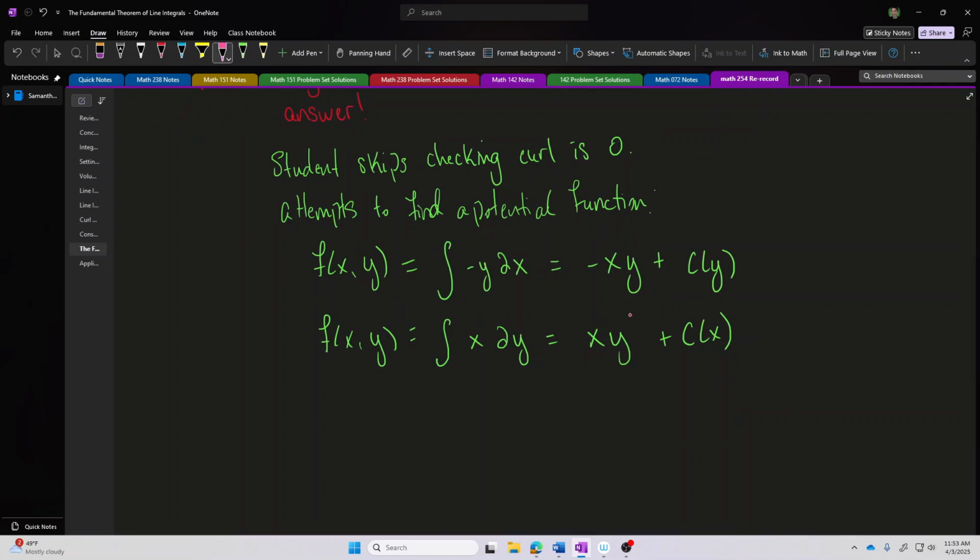Now, the issue with this potential function that we're trying to find right now is that there is an irreconcilable mismatch between the two potential function representations here. The term containing both x and y in the first representation and the term containing both x and y in the second representation are not an exact match to one another. And that's a big problem.